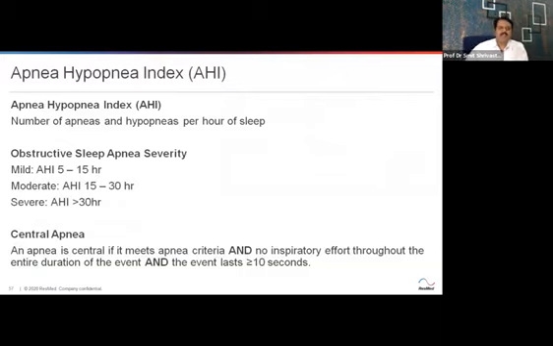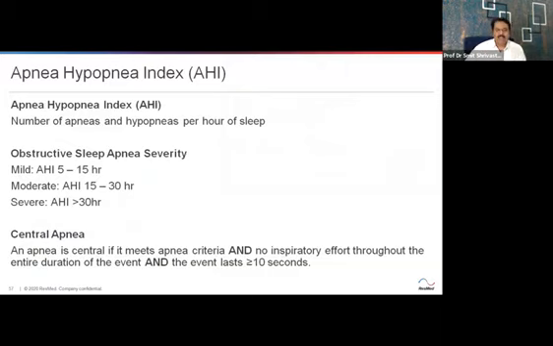AHI is a combination of these. So, the apnea hypopnea index tells us the number of apneas and hypopneas that occur during 1 hour of sleep. So mild is between 5 and 15, moderate is between 15 and 30, and anything above 30 becomes severe.